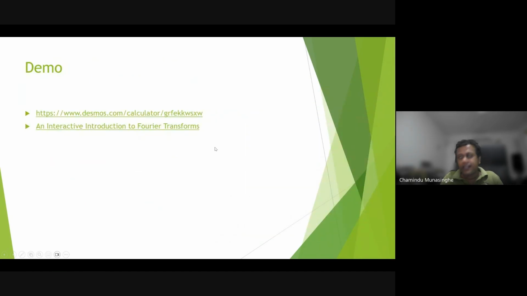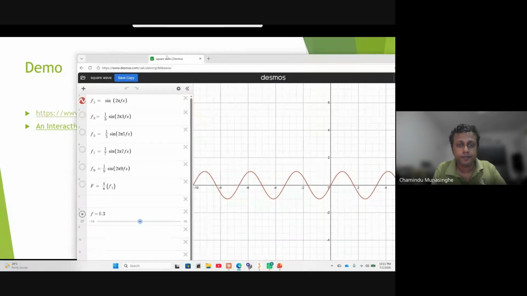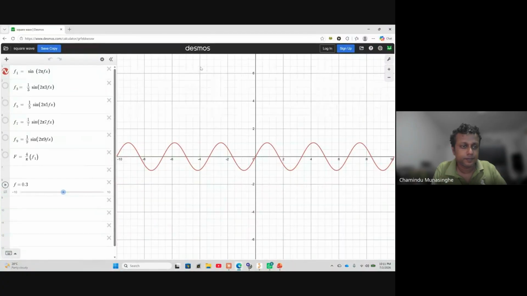Right. So again, let's get a visual intuition for this. Let me open up Desmos again. Can you guys see this screen? I assume that you can see, right? So here on my left side, I have a set of expressions, a set of waveforms. And let's see what they are, right?